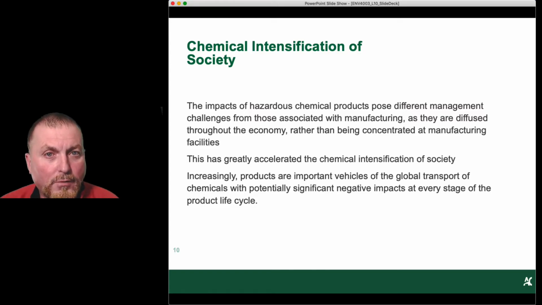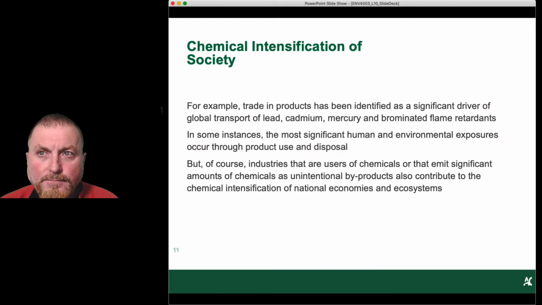You need to set up broad regulations that say anything that's on this list, when it becomes a waste, must be captured in such and such a way so it grows into a proper hazardous waste management stream. But we'll talk more about that next week, okay?